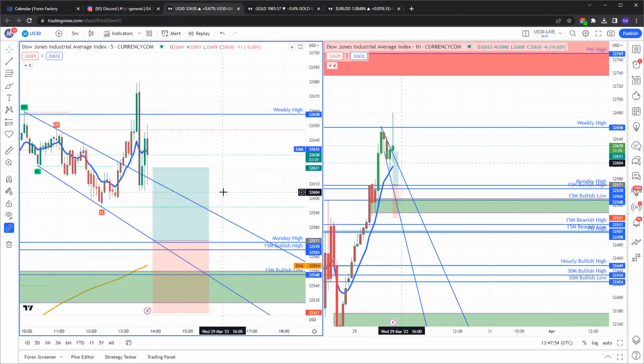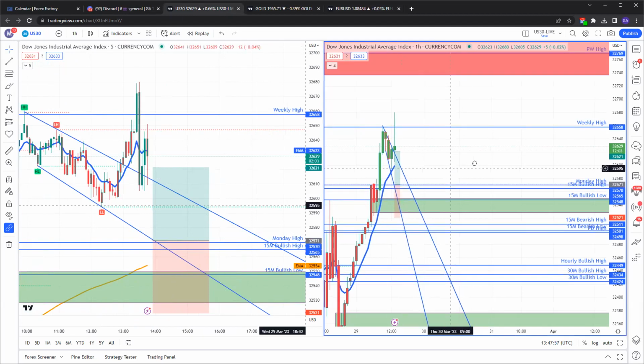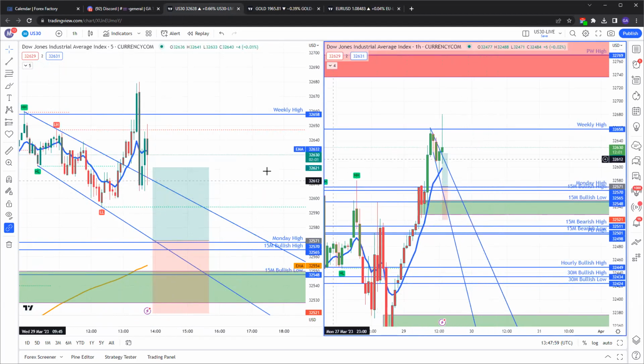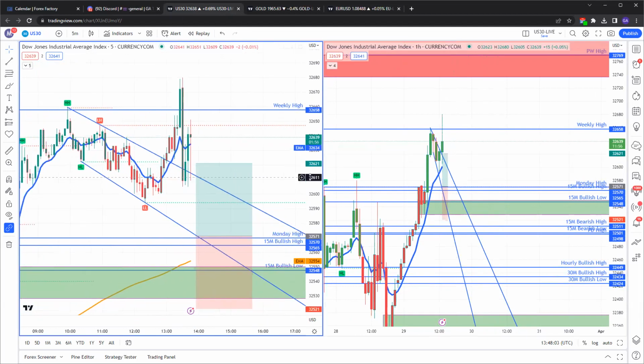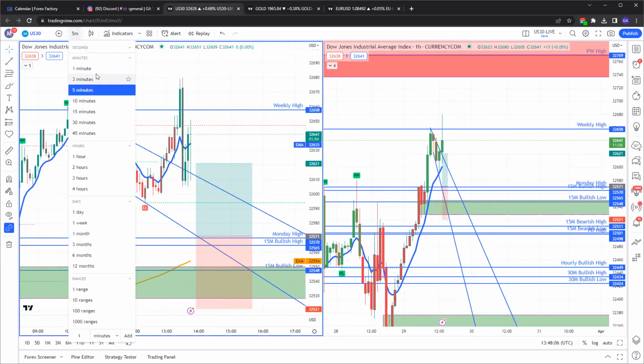US 30, definitely not a lot of volume. On the hourly, we really don't have much. The retest of the 9 EMA on the hourly would be here, but nothing really coming up for US 30.